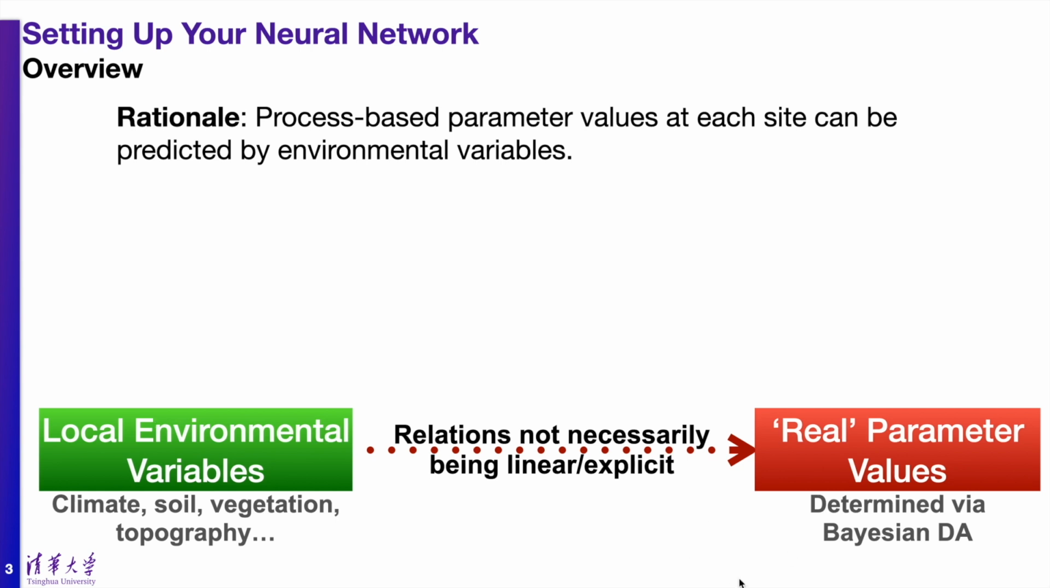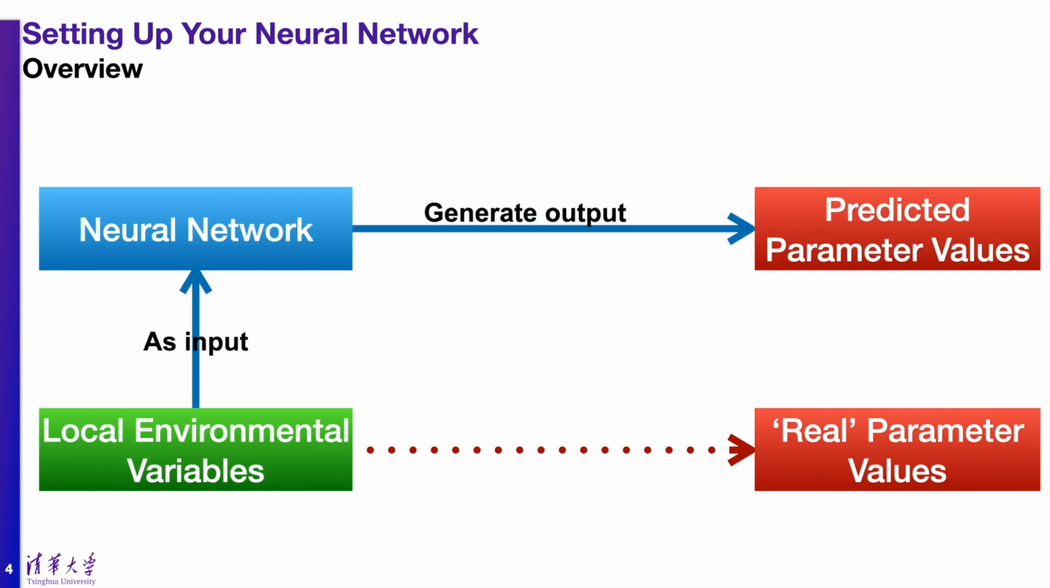On the other hand, we get optimized parameter values in the site-by-site data assimilation. Now we want to build connections between these two parts. But one problem is that the relationships are not necessarily linear or so-called explicit. To overcome this problem, we introduced the neural network.